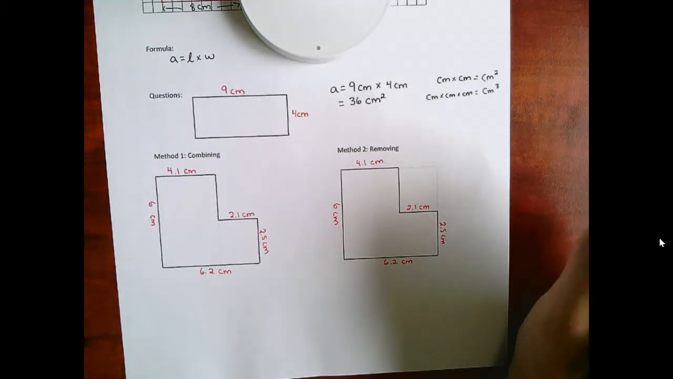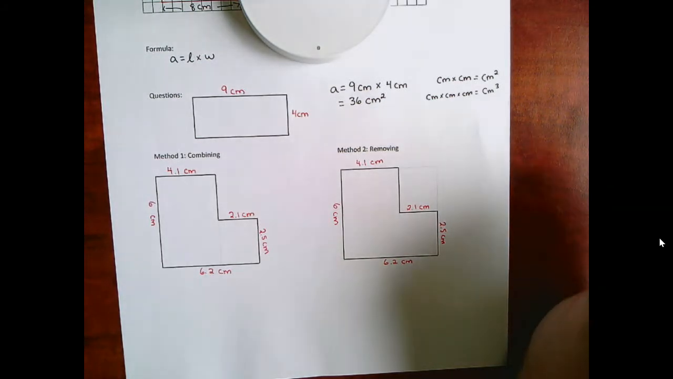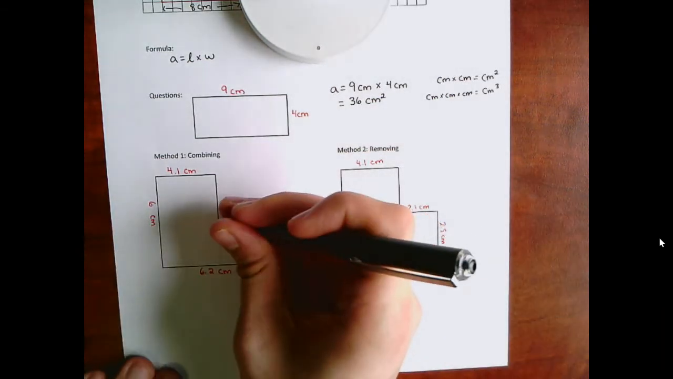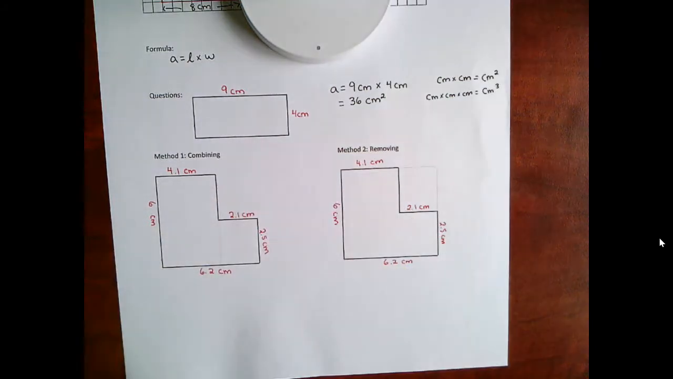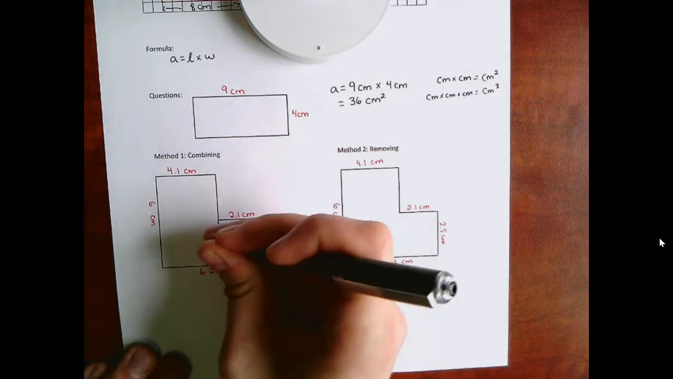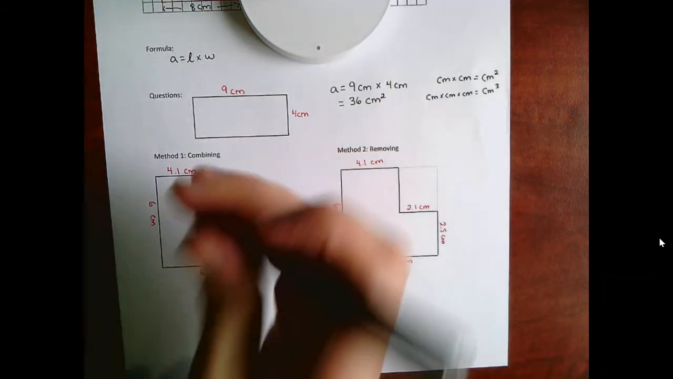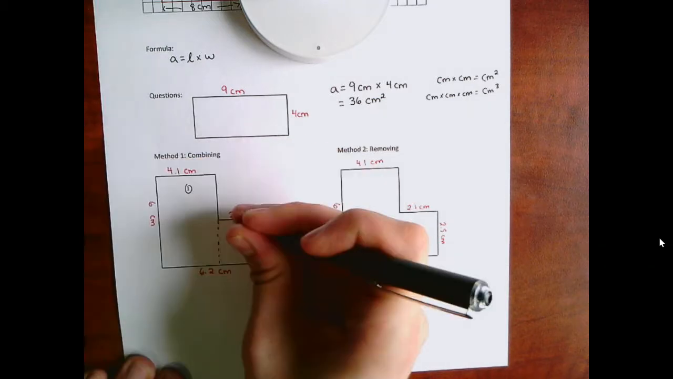So how you view this shape is going to determine how you choose to solve it. Now, there's two different ways of doing it, and I'm just going to show you both ways, and whatever works best for you, we can do. So the first method, I like to call it combining. We're going to divide this big shape into two smaller shapes and then combine it at the end. We're going to work with shape number 1 and shape number 2.